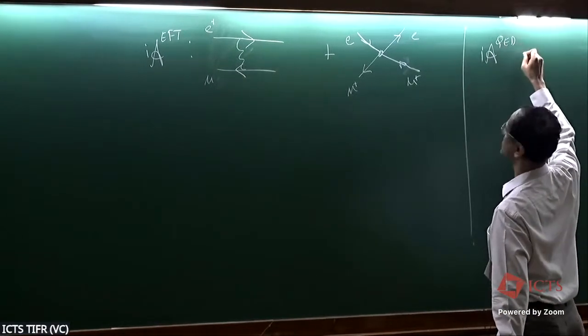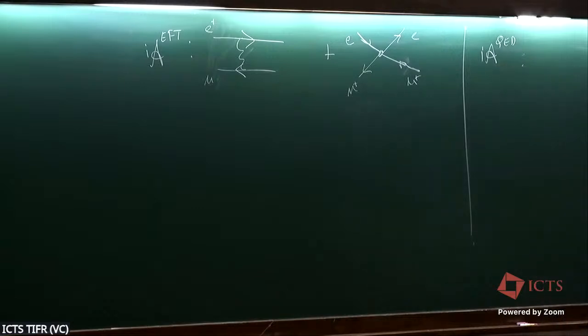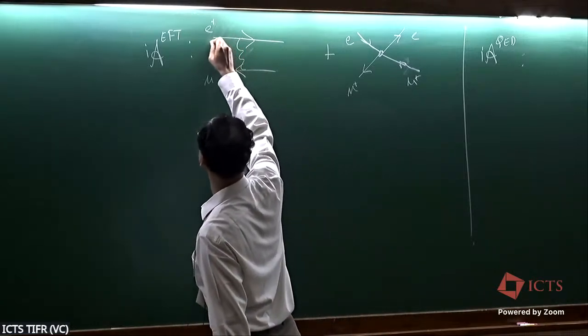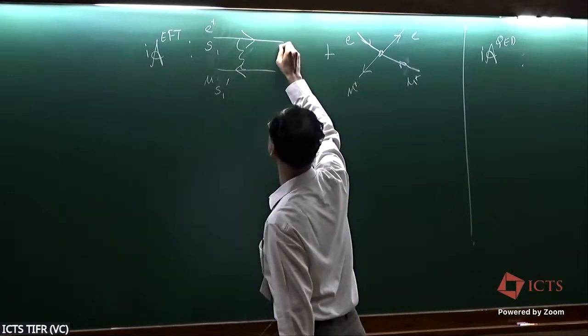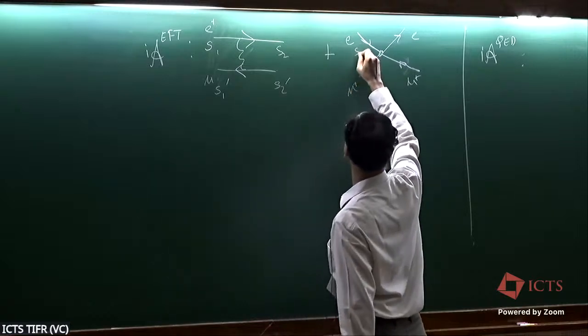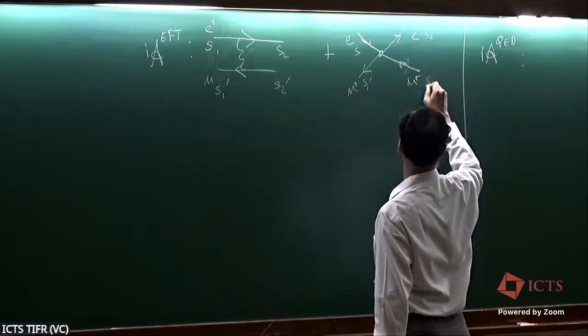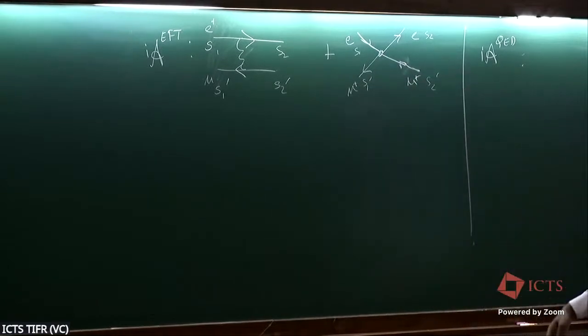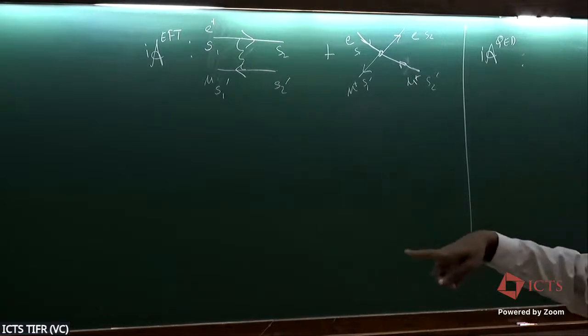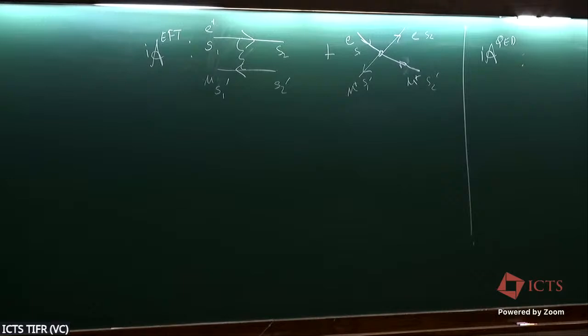Right, good. So here, yet I have not specified the spin. So let me do that. Let me start from S1, S1 prime, S2, S2 prime. So now, depending on whether S1 prime is the same as S1, I'll get the contribution from D and the other. Okay.